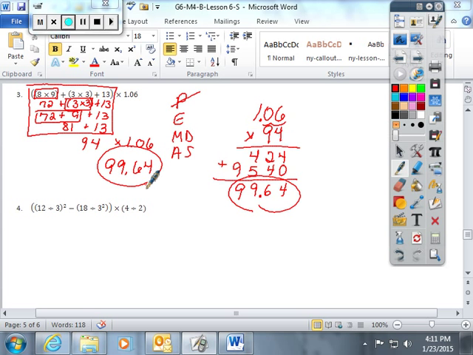I told the students that I was going to do number 4 for them, but I lied. I want them to try this on their own and see if they can follow the directions that I just gave.